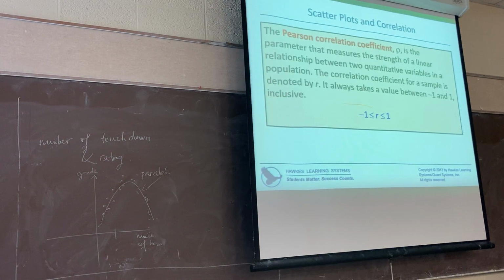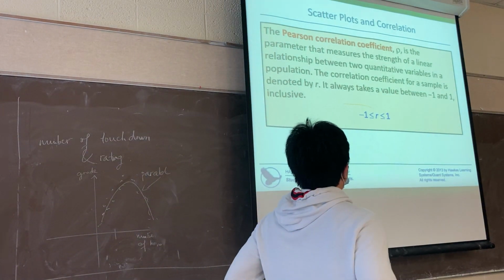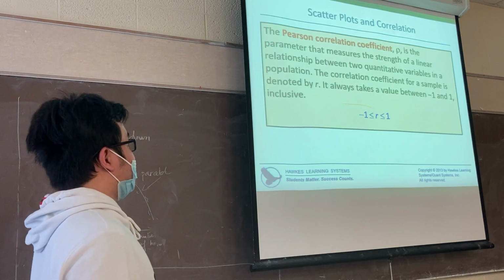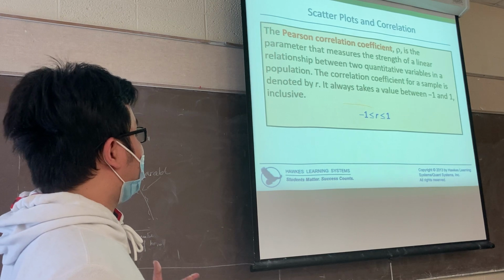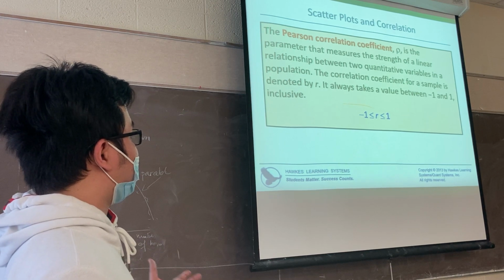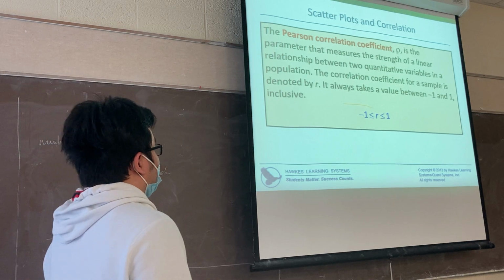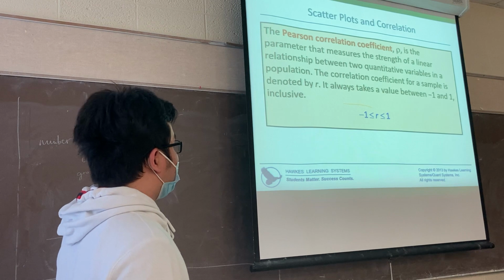And now we move on to the final one of this section today, that is the Pearson correlation coefficient. What does it mean? That is the parameter that measures the strength of the linear relationship between two quantitative variables in the population. And the coefficient here is between -1 and 1, right?